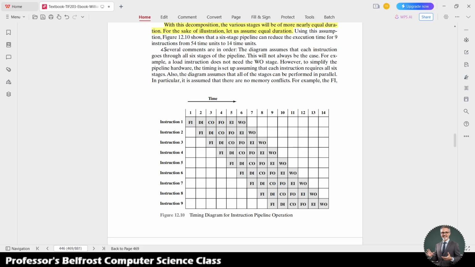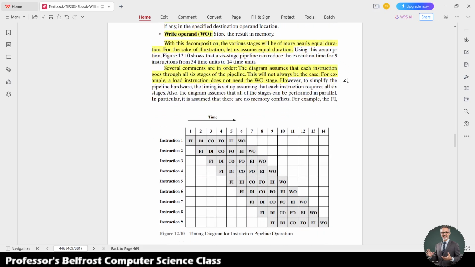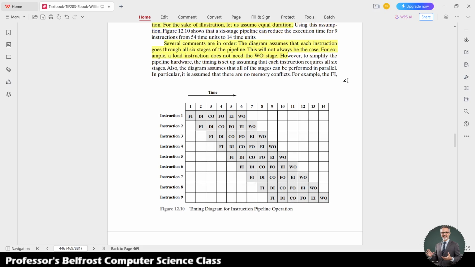Okay, so several comments are in order. The diagram assumes that each instruction goes through all 6 stages of the pipeline, and this may not always be the case. For example, a load instruction doesn't need a write operand (WO) stage. But to simplify, we assume that each instruction will require all these 6 stages.